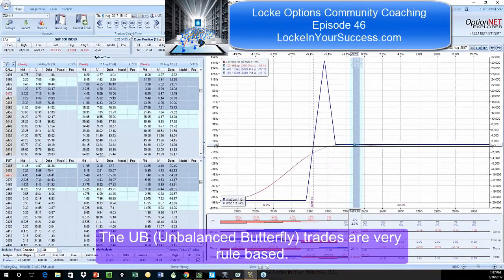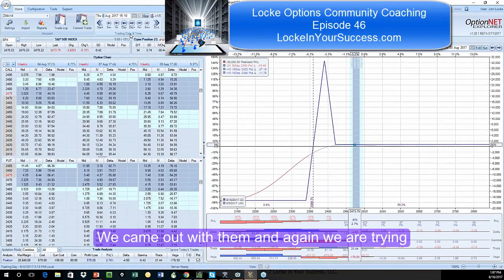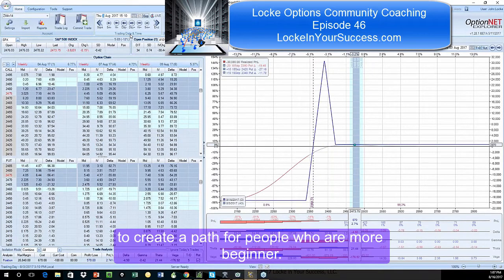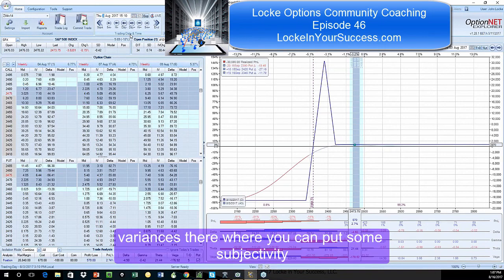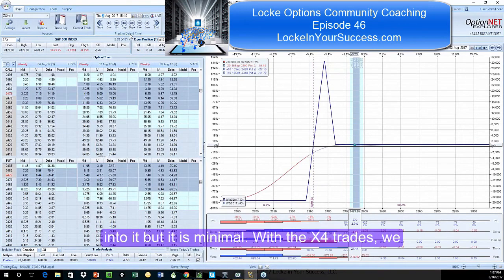The UB trades are very rule-based. We came out with it, and again, we're trying to create a path for people who are more beginner. With the UB 1, 2, and 3 trades, they're very strict rule-orientated, and you just trade by whatever rules you happen to be trading. Within the UB 1, 2, and 3 programs, we do have some variances there where you can put some subjectivity into it, but it's minimal.